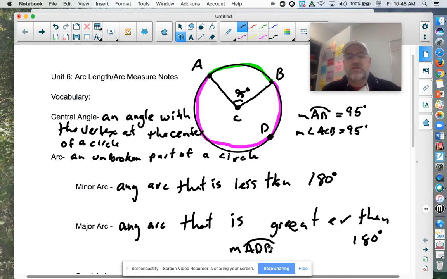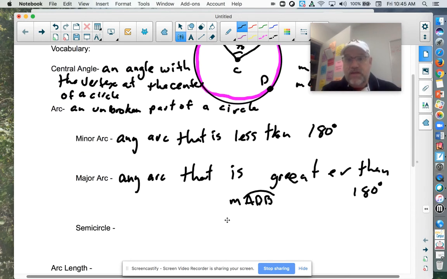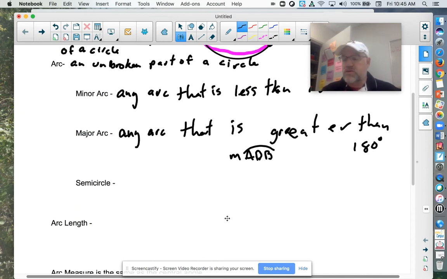And then, of course, the thing we haven't yet talked about is what happens if I'm talking about an arc that is 180 degrees. Well, that's called a semicircle. And these are all arcs equal to 180 degrees.